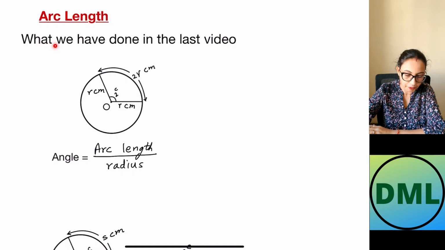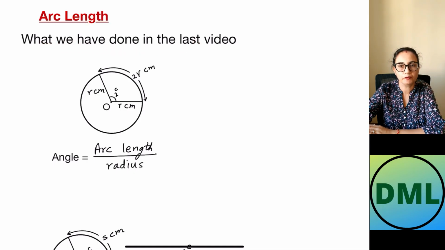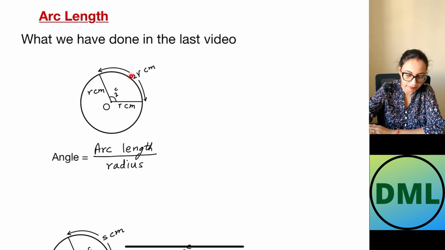Arc length. What we have done in the last video, if you have not watched my previous video, please watch that. So this is the circle we have and this is the radius r. This is also the radius r. This is your arc length. If I take the arc length of double the radius, that means this arc length is 2r.